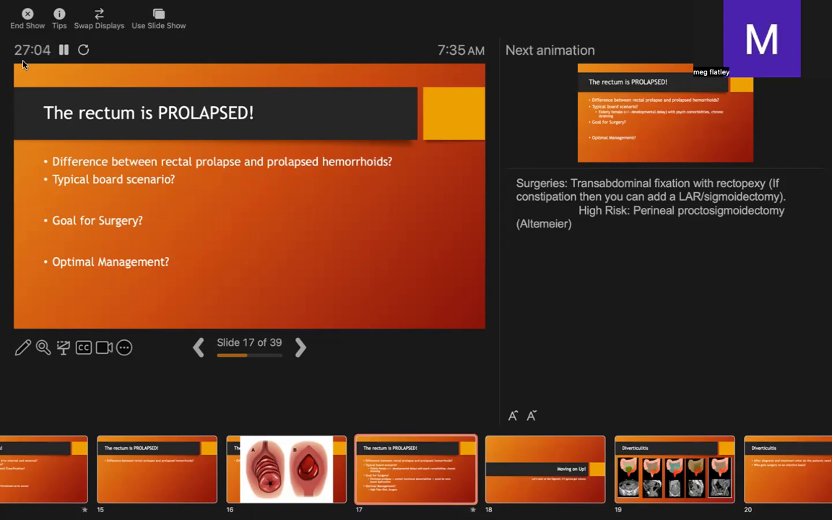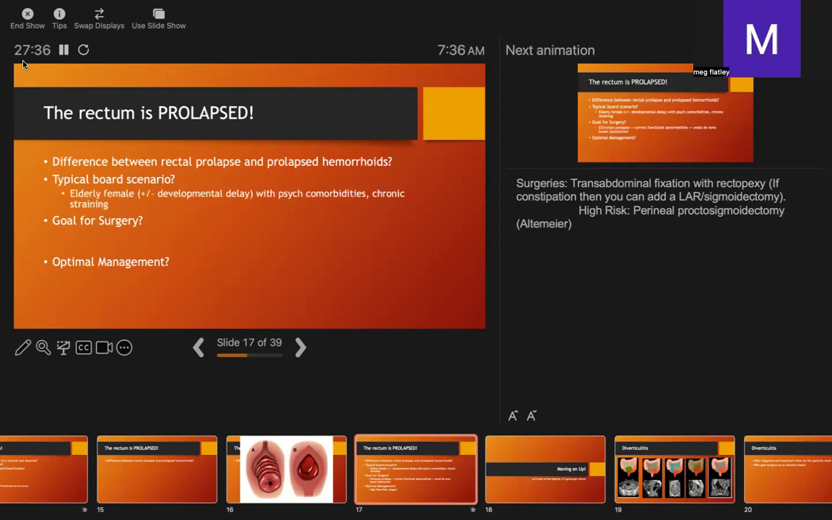They come back. The problem with an Altemeyer, just in real life versus a DeLorme, is that if you do an Altemeyer, you can't do a DeLorme later on. If you do a DeLorme, you can do an Altemeyer later on. It has to do with the fact that you transect the actual rectum and the redundant tissue, and you're leaving an area that is potentially ischemic. So that's a thing in real life. When you do the Altemeyer, you need to be aware that that's what you did.